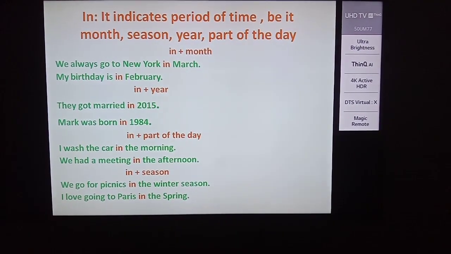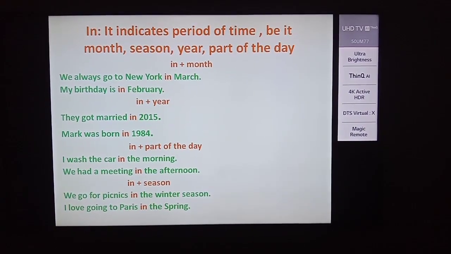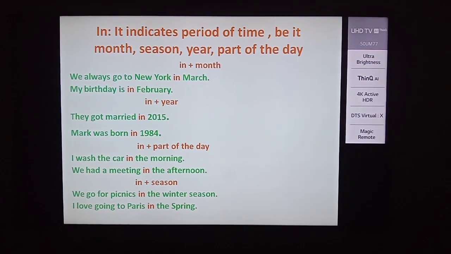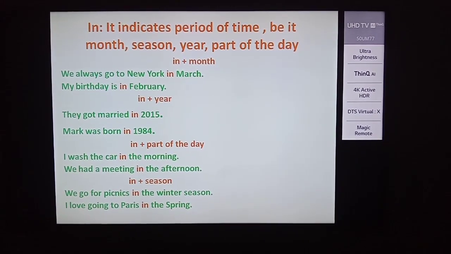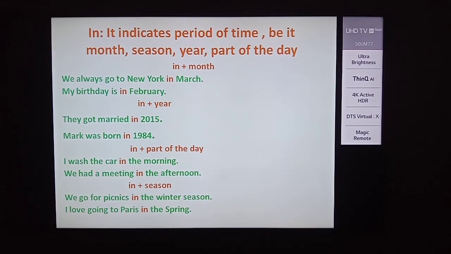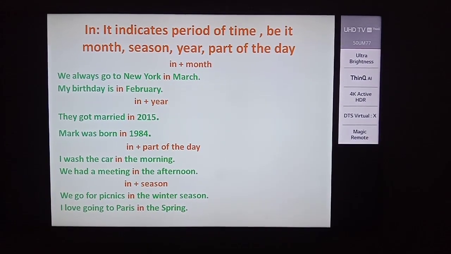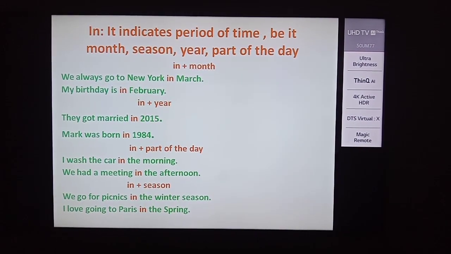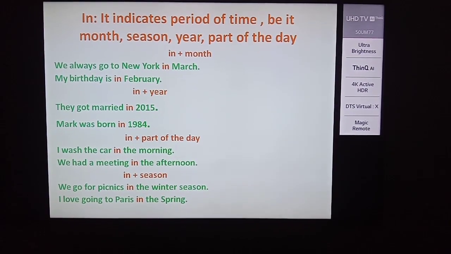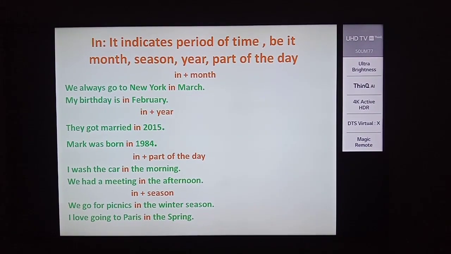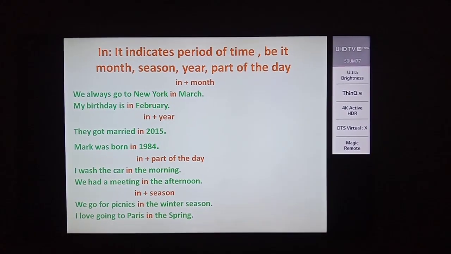Now we use in with year. The first example is here. They got married in 2015, and the second one is Mark was born in 1984. The third is the part of the day, how we use in with part of the day. I washed the car in the morning, and the second example is we had a meeting in the afternoon. Now we use in with season. We go for picnics in the winter season, and the second example is I love going to Paris in the spring. So it's clear, children, in is used with month, season, year and part of the day.